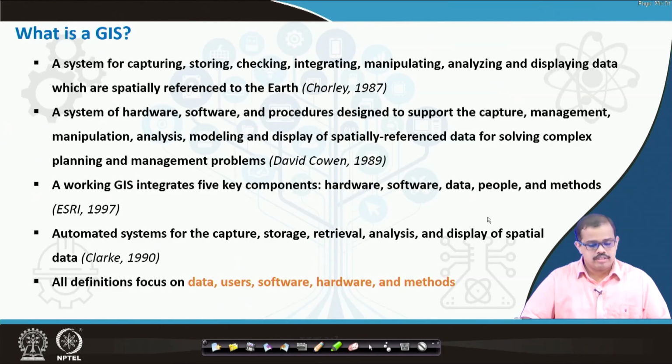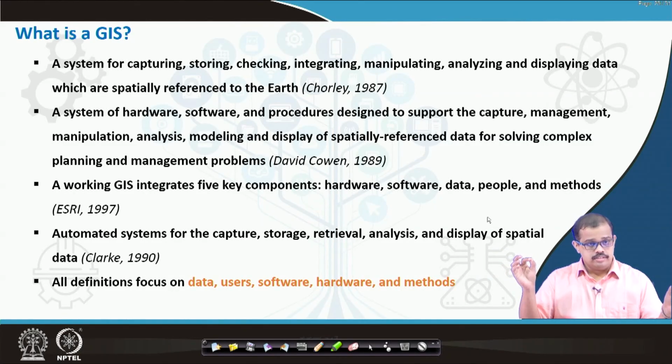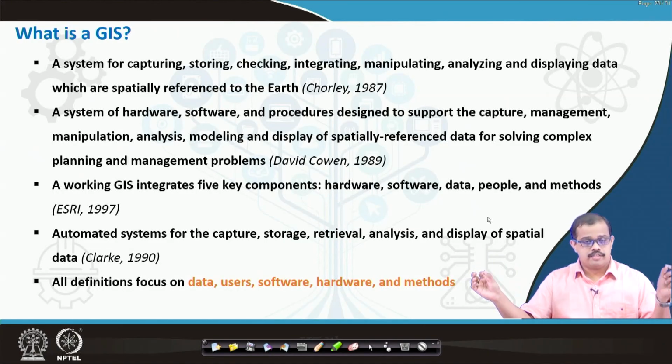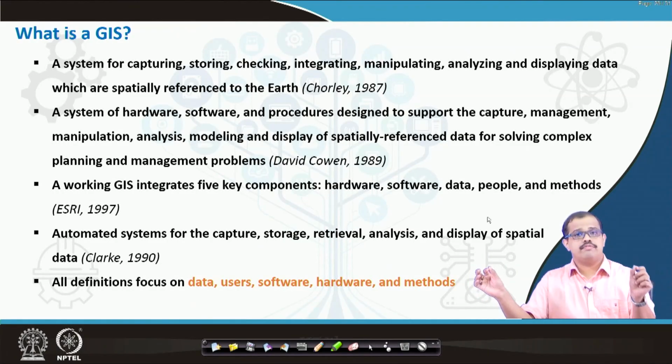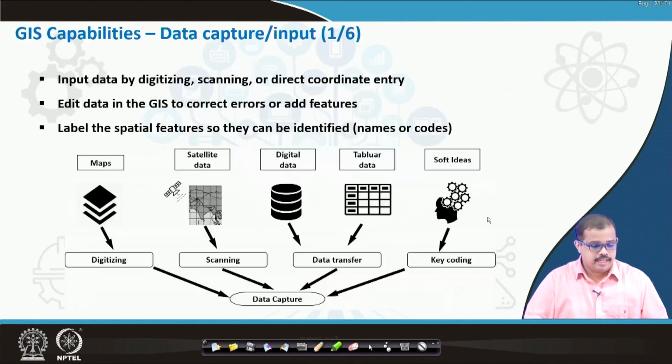So when we look at all these definitions, they are based very specifically on data, users, software, hardware, and methods. You collect the data, and users are the last part. From data to user, you have software, hardware, and a method. That's how GIS is all about. That is the entire process of how GIS is made.